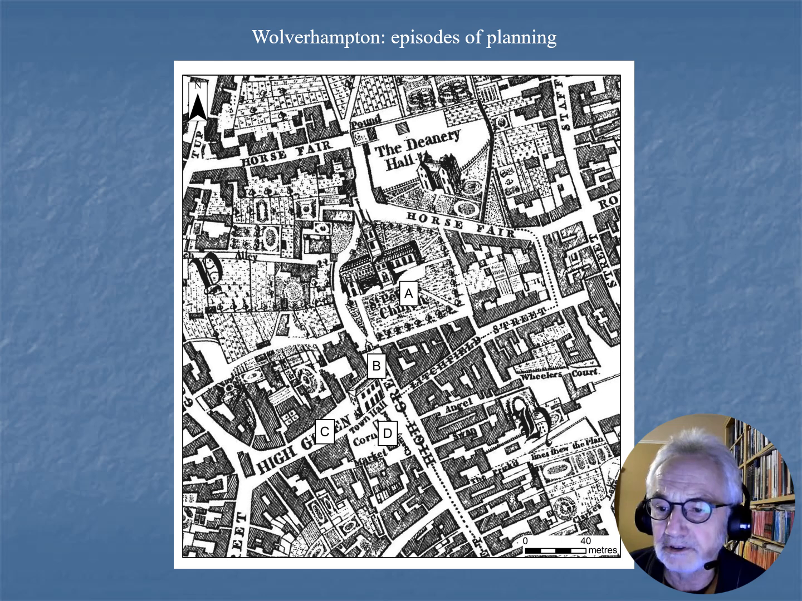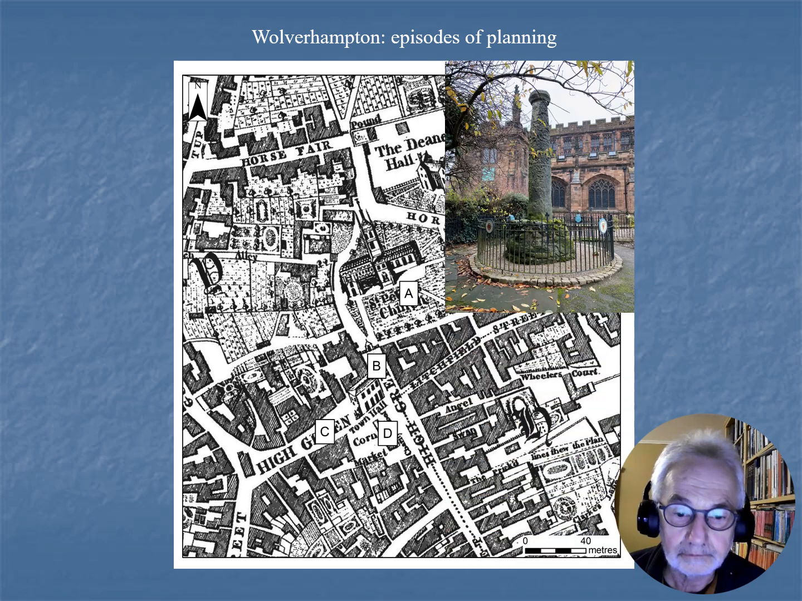The earliest settlement here perhaps dates from the late 10th century, when the Mercian noblewoman Wulfrun is said to have given land for the foundation, or possibly the refoundation, of a minster church, presumably on the site of the later church of St. Peter, A on the plan here. A richly decorated late Saxon column, which lies adjacent to the church, may commemorate this event.